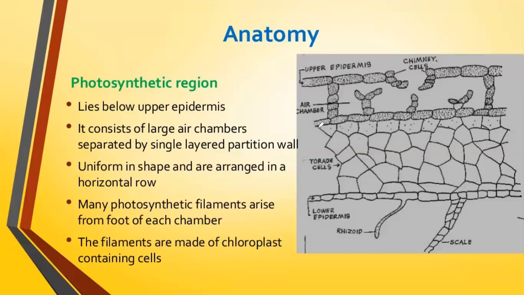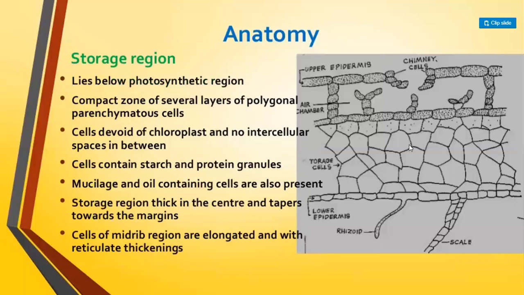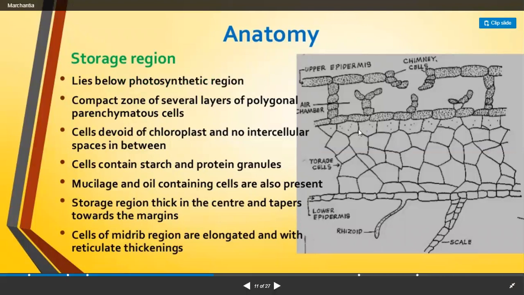The third layer is the storage layer. So this layer is called the storage layer. The photosynthetic cells, okay, which are present in the photosynthetic region, the second region. Here, when these cells produce the food, the food produced as a result of photosynthesis is transported to the ventral surface, that is the lower part of the Marchantia, where it can be stored.